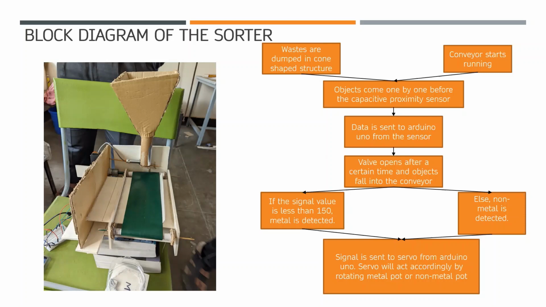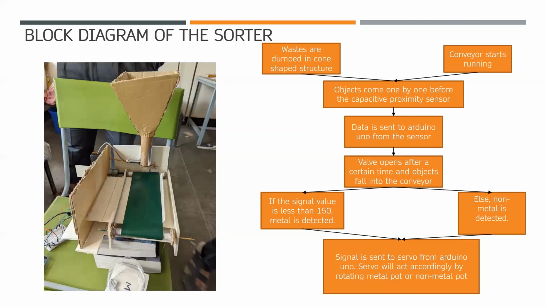Now, as the flowchart suggests, when waste is dumped into the cone, objects come in front of the sensor one by one while the conveyor is running. A signal is sent to the microprocessor unit after a while. At the beginning, the valve attached to the cone structure is closed, but it will open after a certain time gap, which is fixed throughout the whole operation. When the valve is open, the waste will drop on the conveyor belt.